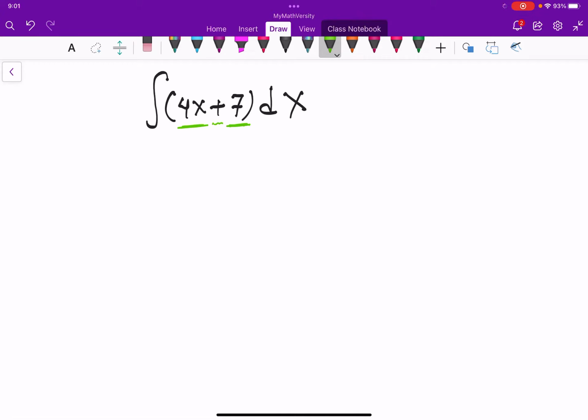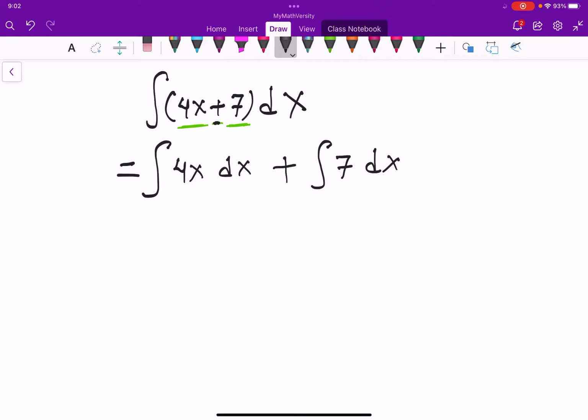So to figure out the antiderivative of 4x plus 7, we first find the antiderivative of 4x with respect to x, and then we figure out the antiderivative of that next term, 7, with respect to x, and just add here because we have that plus. So we just want to do that.